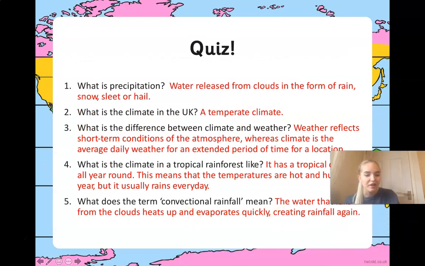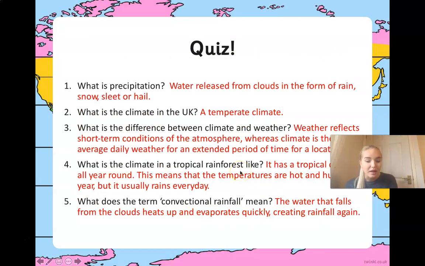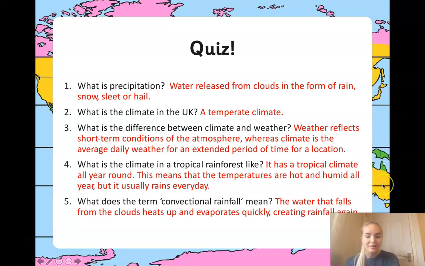So, the convectional rainfall means that the water that falls from the clouds heats up and evaporates quickly, which creates rainfall again. So it's all about this idea of the water cycle, that the water that falls from the clouds in the form of precipitation heats up, evaporates, and goes back into the clouds, and when it's cooled enough, it creates that rainfall again. You have done some fantastic work today.